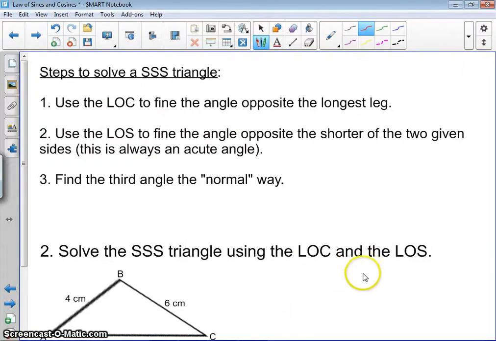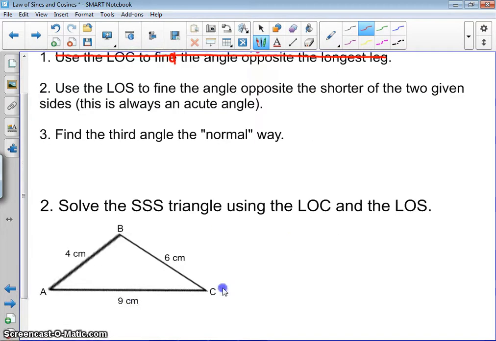And so the side, side, side has its own set of steps too. I'm just going to reword these two as we go. It says use the law of cosines to find the angle opposite the longest leg. So basically, you're going to find the biggest angle first.